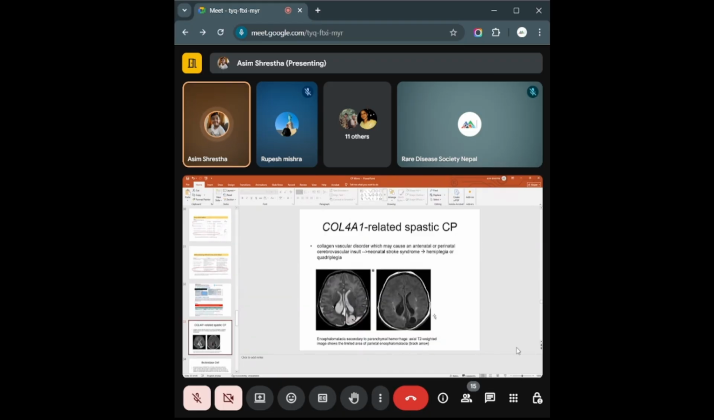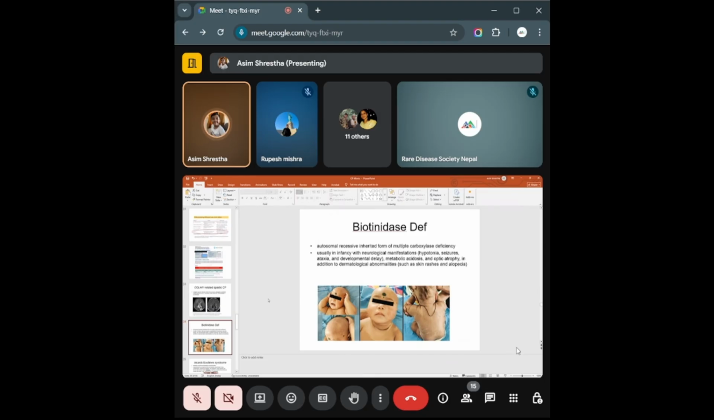Similarly, another CP mimic with spasticity is COL4A1 related spastic cerebral palsy. This is a collagen vascular disorder where there may be an antenatal or perinatal cerebral vascular insult that presents like a stroke in neonates. The child may be hemiplegic or quadriplegic. We do the MRI of the brain. The hemorrhage was there initially, now it has resolved, and there is encephalomalacia in the left parieto-occipital area, as shown in this T2 image and this FLAIR image. So you can see the encephalomalacic changes. So could it be a COL4A1 related disorder? The imaging gives us a clue in such non-CP cases.